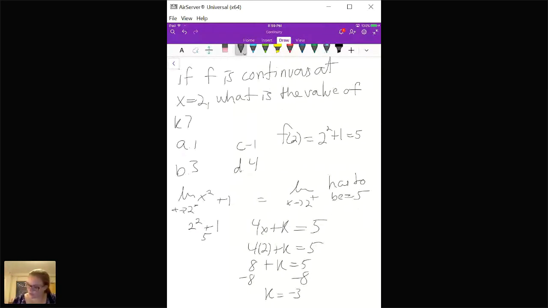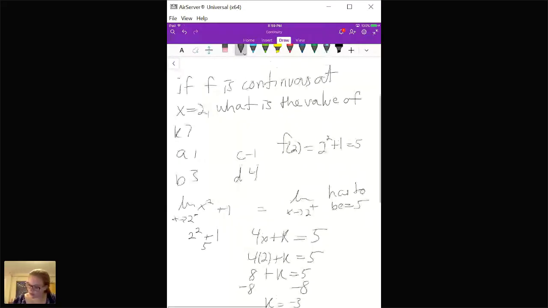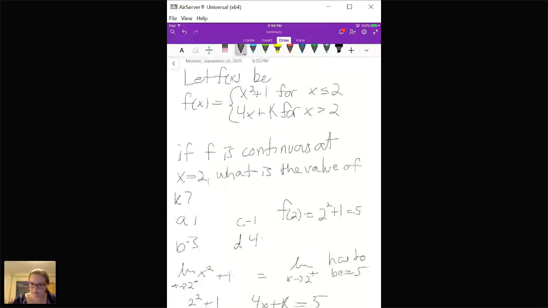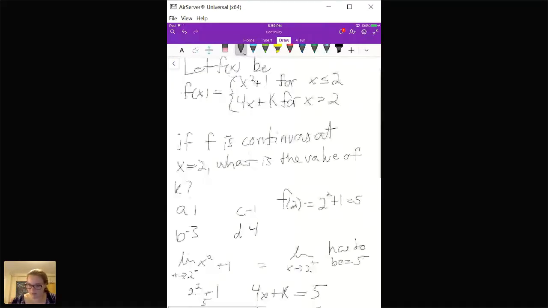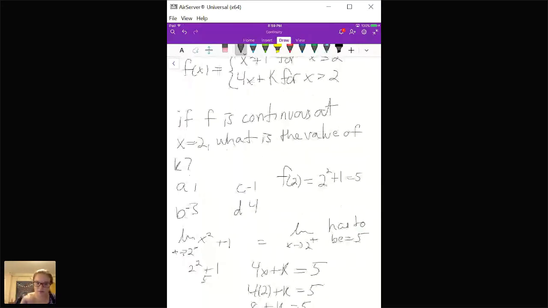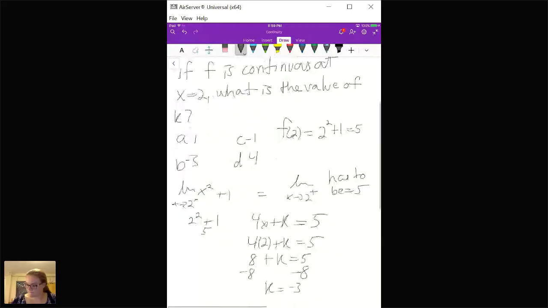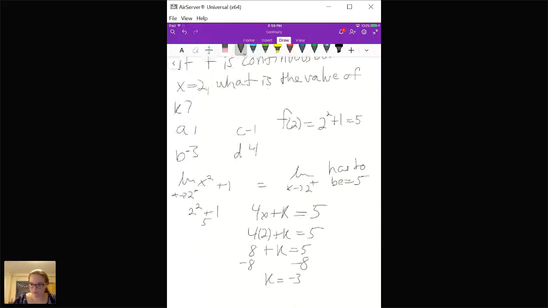Wait, -3? Yeah, okay, my bad. One of our options should have had a negative sign in front of it. Yes, Davina, you're right. Option B should have been -3. Okay, awesome. So k has to be -3.